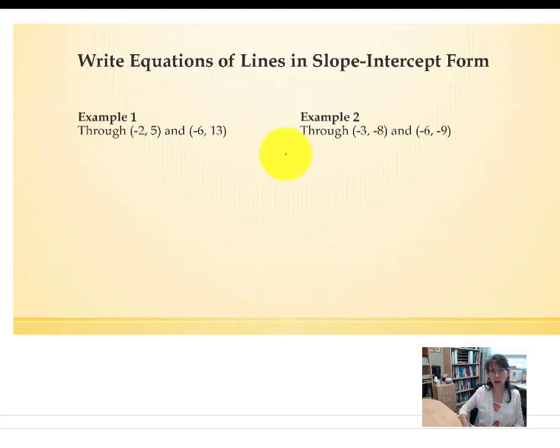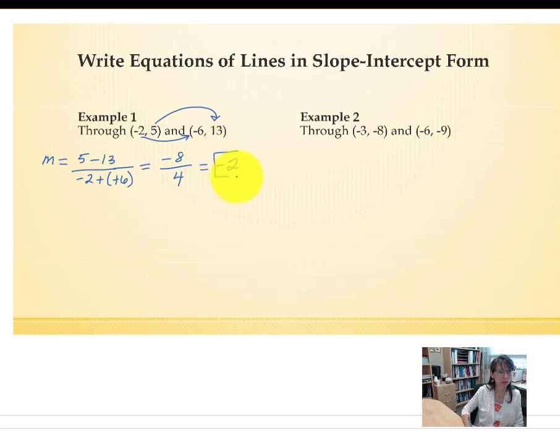Once we know how to find the slope given 2 points, the slope and one of the given points will help us to actually write the equation of the line. So again, we need to start with slope. Change in y values here is 5 minus 13. Denominators would be -2 minus -6. So we end up with -8, and the denominator is 4. So when we simplify -8/4, the slope is -2.